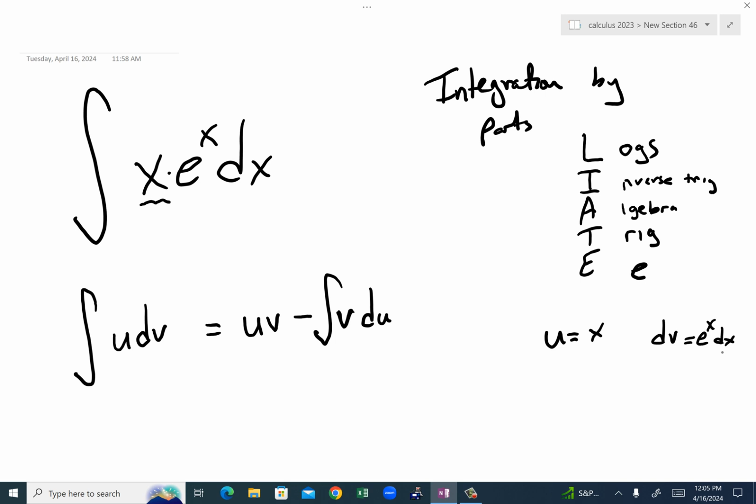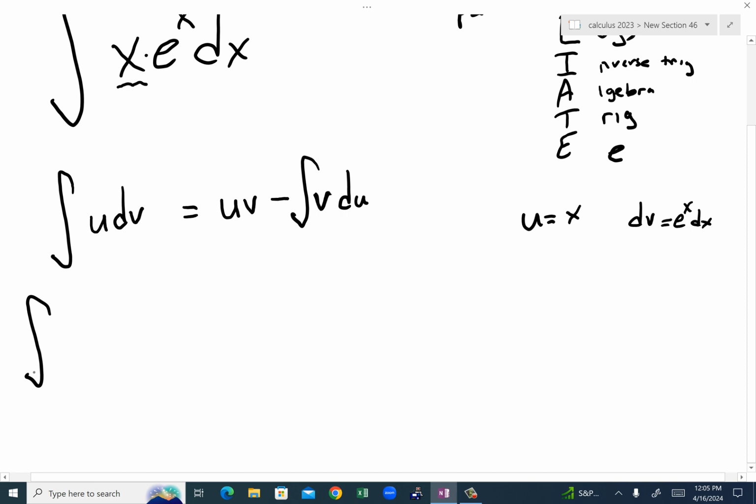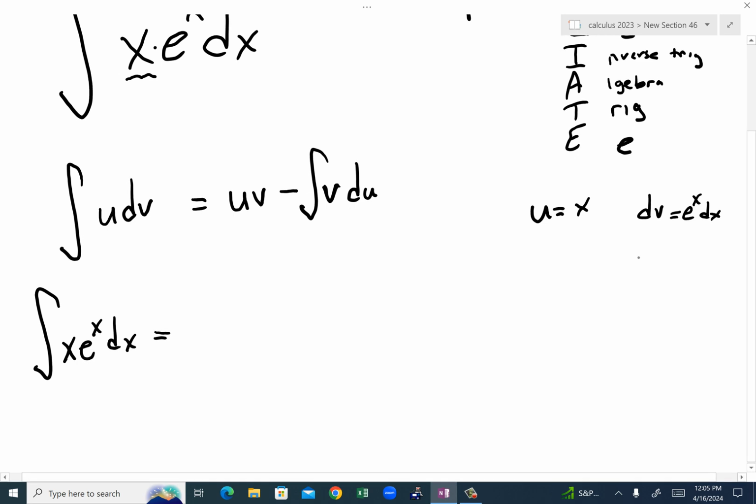Okay, all right, now here's the game. Let's follow the recipe. The integral of x e to the x dx is equal to u times v. But I don't know what v is. Neither do I. Oh, yes, I do. It's e to the x.